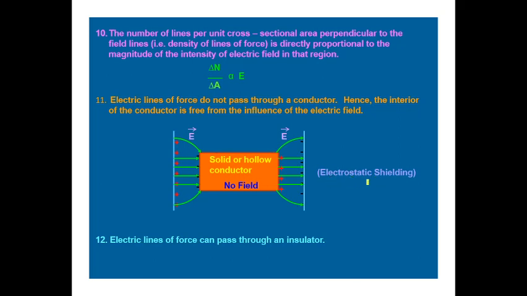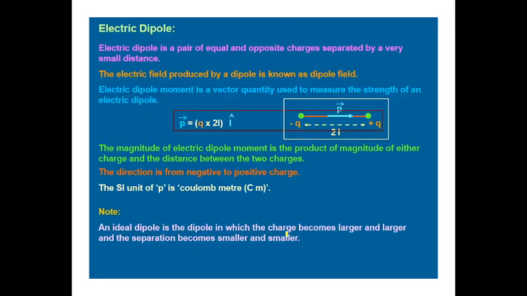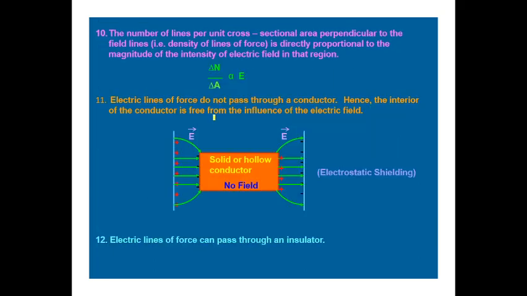And if there is an electrically sensitive device, it is placed in a cage for electrostatic shielding. Electric lines of force can pass through an insulator. They do not pass through a conductor, but they pass through an insulator. These are the properties of electric lines of force.